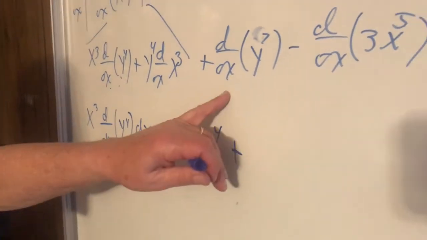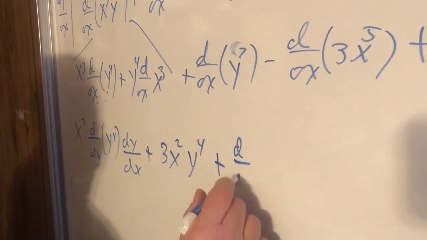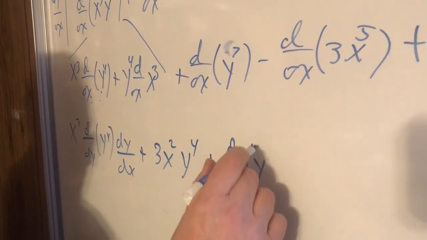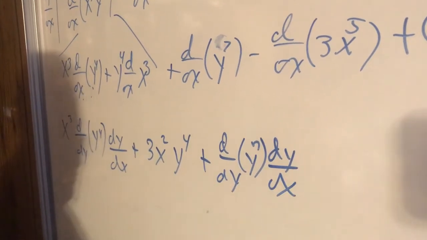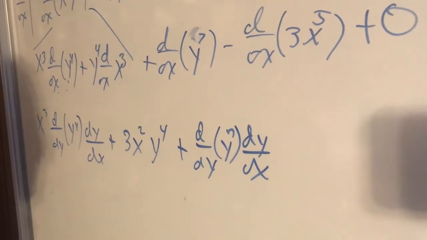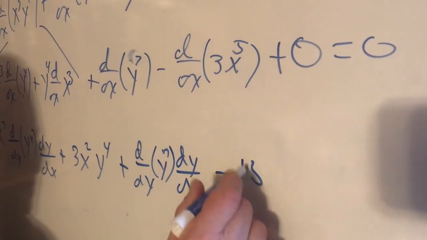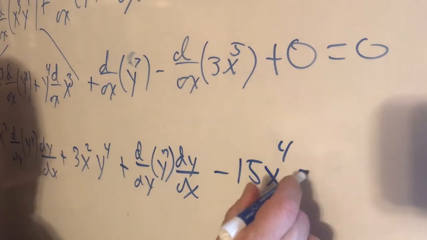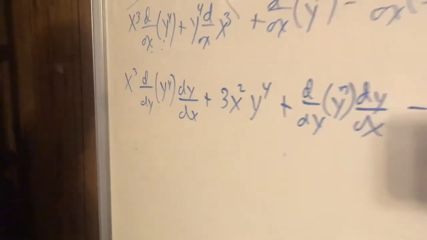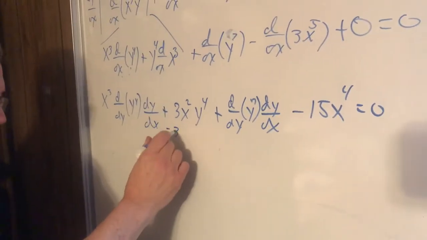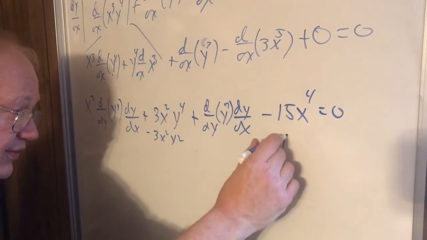Here I cannot take the derivative of y to the seventh with respect to x, so I set up a derivative with respect to what the function is, and I tack on a dy dx, and this is simply 15x to the fourth. Now what I want to do is bring everything that is not a dy dx over. So I'm going to bring this over to the other side, and I'm going to bring this over to the other side.